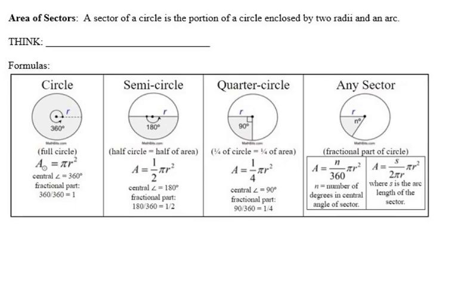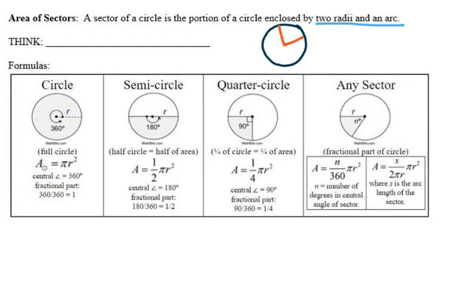Next, we're going to take a look at the area of a sector. So when we have a sector of a circle, it's going to be the portion of the circle that is enclosed by 2 radii and an arc. So if I was to draw what this looked like, I would have a circle, and I need 2 radii. So I have my center point, 1 radius, there's my second radius.